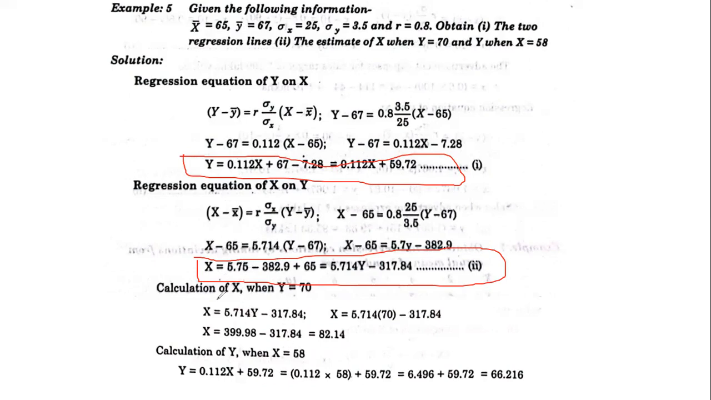In x on y, x becomes dependent, y becomes independent. So therefore here we have to substitute the value of y, that is 70. So when y is equal to 70, x will be 82.14. Similarly, when x is equal to 58, here we have to use y on x. So x value we are substituting here. What is that x value we given here? 58. So 58 we are taking here and we'll be getting the answer of 66.216. So 66.216 is what we are getting here. And 82.14 is what we are getting here.